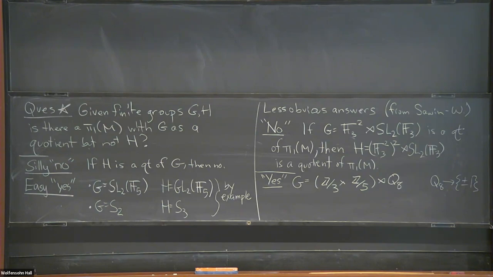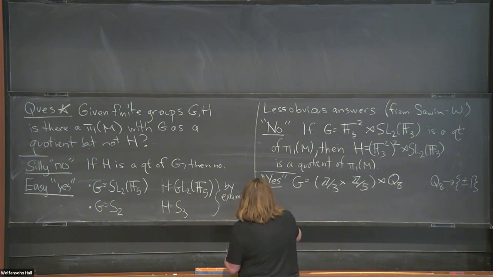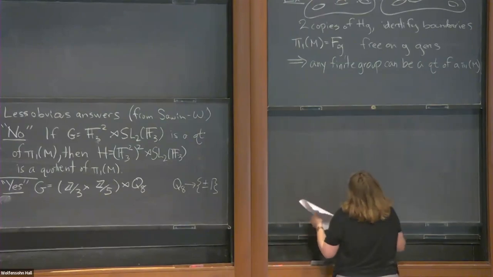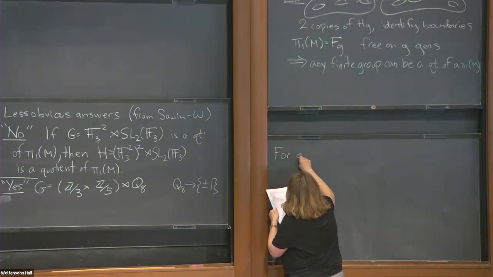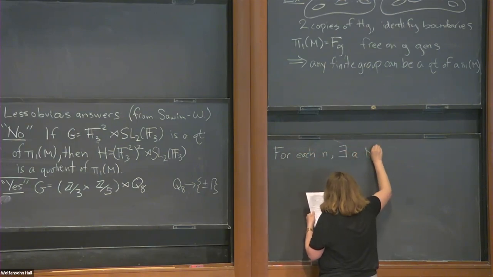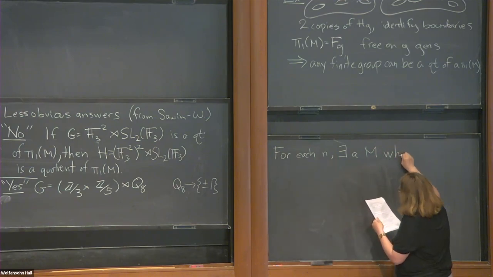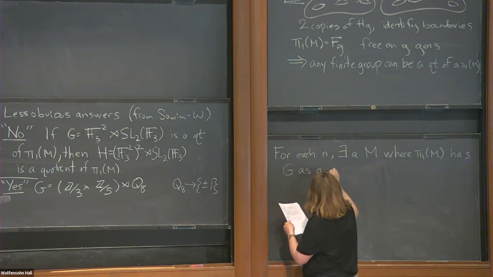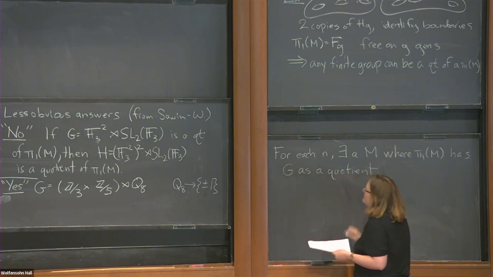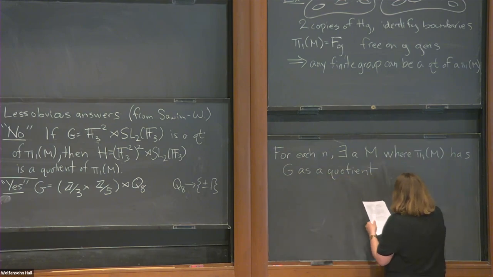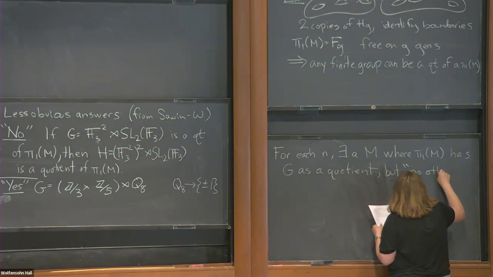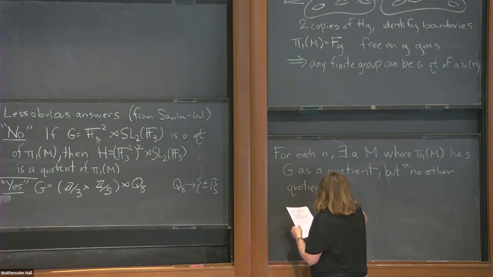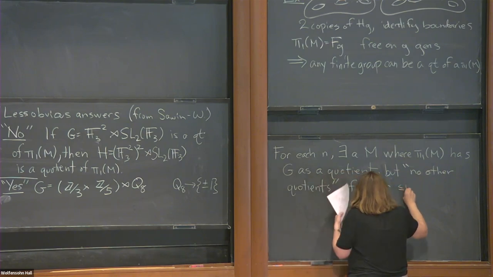And the statement here that I'm going to make is, I don't want to squeeze, so I will make it on the next board. So for each n, there exists a 3-manifold that has this group G, this group of order 120, as a quotient. Okay, so far, I haven't used n, and it's not that interesting because of this example. But no other quotients of order less than or equal to n.